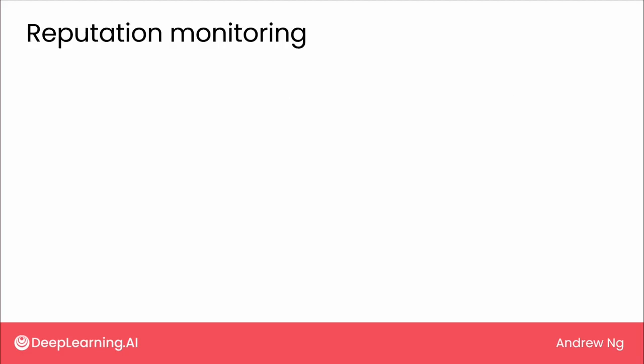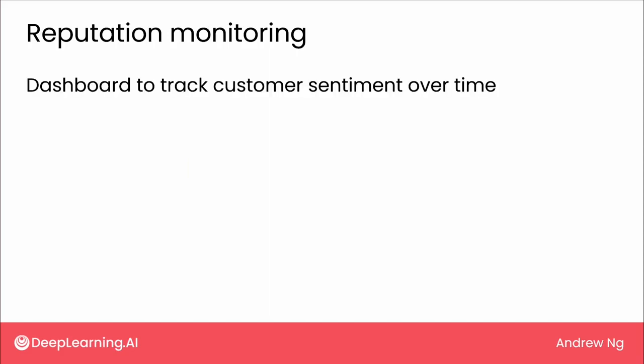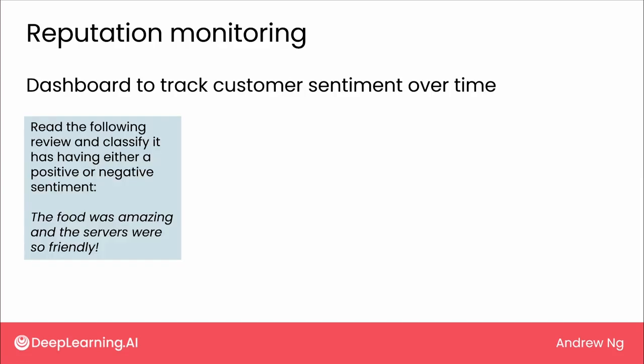One last application that I want to touch on is reputation monitoring, where you can use an LLM to build a dashboard to track your customer sentiment, positive or negative, of your business or your products over time. So, for example, if you run a restaurant and occasionally your customers write online reviews or send you emails describing their experience, you can then use a prompt like this, read the following review and classify it as having positive or negative sentiment, to have it decide automatically if each review was positive or negative.